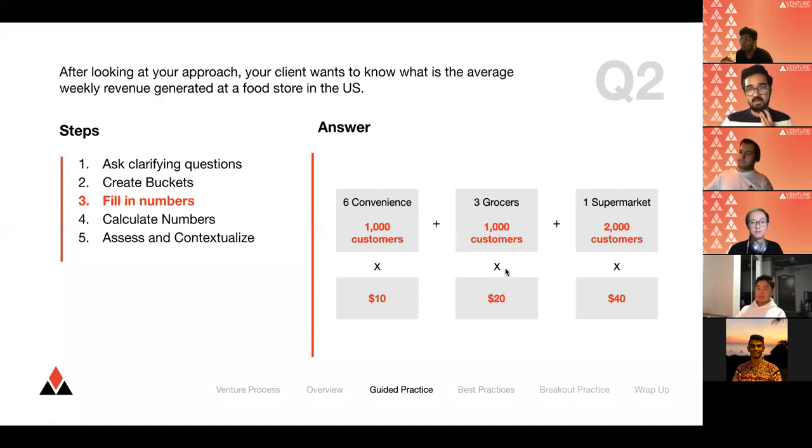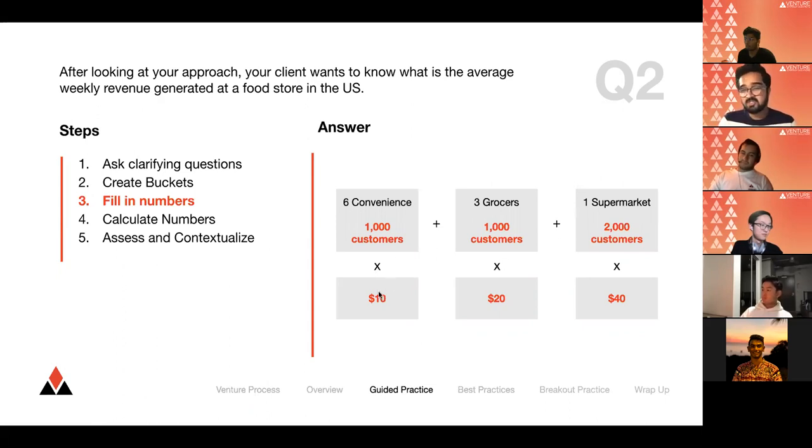So we're gonna say that in the average town in the United States, there are 6 convenience stores, 3 grocery stores, and 1 supermarket. And those 6 convenience stores get 1,000 customers each, 3 grocery stores get 1,000 customers each, and the supermarket gets 2,000 customers in a given week. And again, this is something where you're not always gonna know the answer. In fact, if you know exactly the ratio of this, that's some next level thinking right there. The key is, can you break this down and defend those reasonably? And this is a perfectly reasonable way to break down this problem.